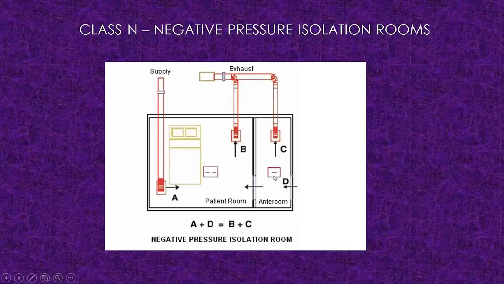Similarly, here we supply less air, 10 cfm to this room, and exhaust 15 cfm from this room. In this way we create more negative pressure in this patient room and less negative pressure in this enter room, and this is the main corridor. So this enter room acts as an airlock medium for the patient room and corridor. The contaminant cannot move from this patient room to this main corridor. So these are class N negative pressure isolation rooms.